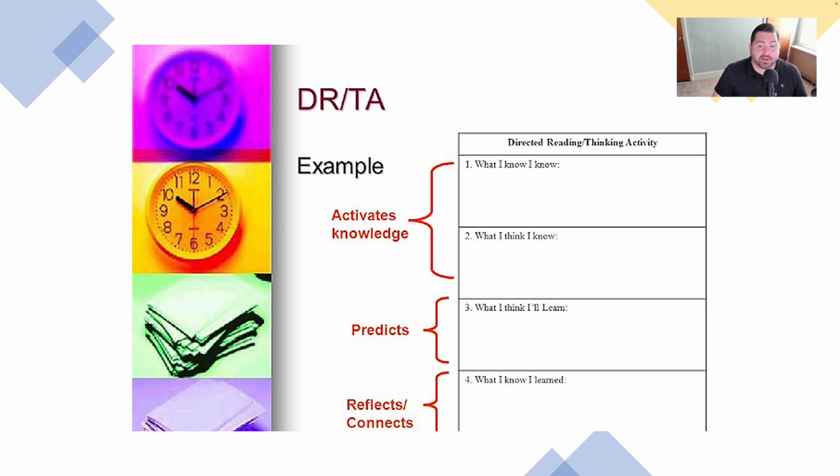And so with directed reading, the reader is encouraged to activate their knowledge and reflect upon what they know, what they think they'll know, and begin to form connections with what they learned in other concepts of what they've read. A directed reading approach challenges readers to activate their knowledge, to predict what they think they will learn, and to reflect and connect on what they know for certain that they learned.